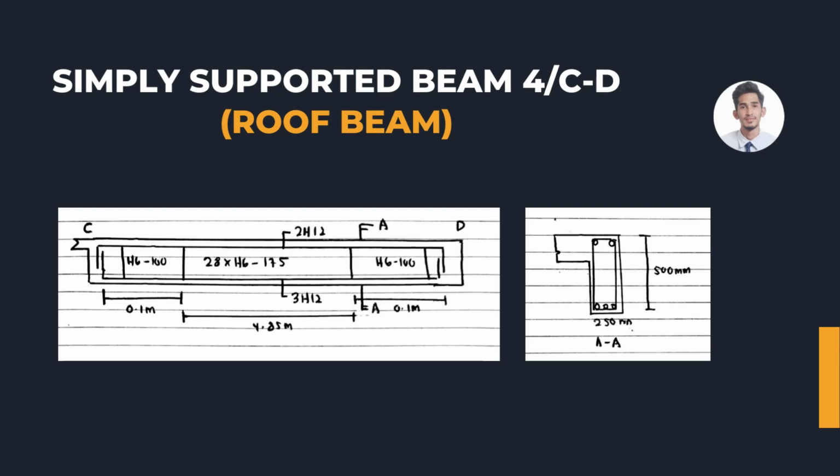Okay, first, we use H6 at 100 spacing for the maximum bar spacing. So the center is H6 at 175 millimeter bar spacing. This is for minimum length. So the last is H6 at 100 millimeter spacing also for the maximum bar spacing.